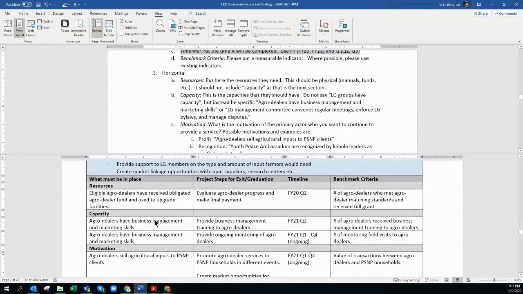So resources are really something physical or financial. It's not that committees have the capacity to do something. This is actually what they need to have in hand. So in the case here, agri-dealers should have upgraded their facilities. That's a physical and a financial resource that is required here.